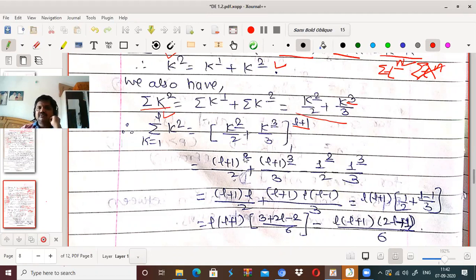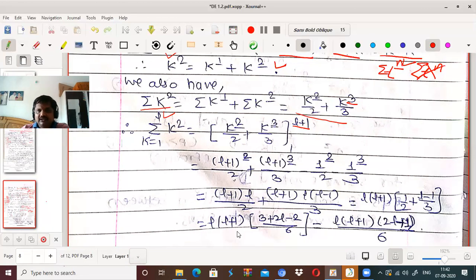Only we get l plus 1 to the falling 2 upon 2 plus l plus 1 to the falling 3 upon 3, which is equal to l plus 1 into l upon 2, because we know the falling power t to the falling 2 is t into t minus 1. So l plus 1 to the falling 2 is l plus 1 into one term less, l. Plus l plus 1 to the falling 3 means 3 terms of decreasing product, and the 3 as it is remains: l plus 1 into l into l minus 1 upon 3. Now you can take common l into l plus 1 and you will get 1 by 2 plus l minus 1 by 3.